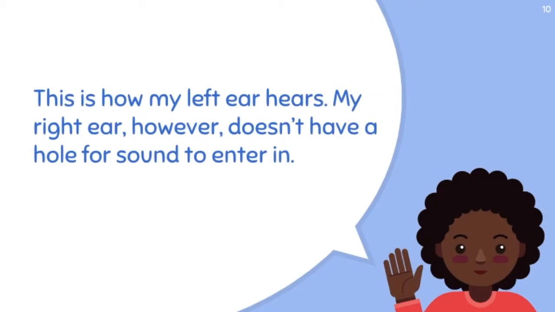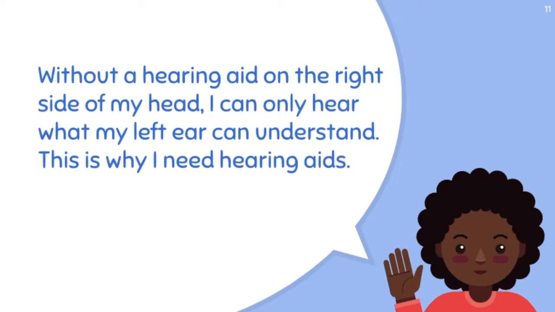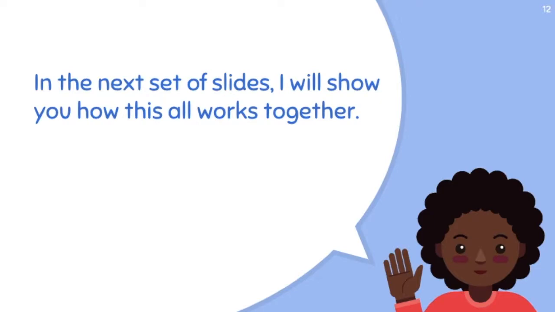Wasn't that interesting? This is how my left ear hears. My right ear, however, doesn't have a hole for sound to enter in. Without a hearing aid on the right side of my head, I can only hear what my left ear can understand. This is why I need hearing aids. In the next set of slides, I will show you how this all works together.